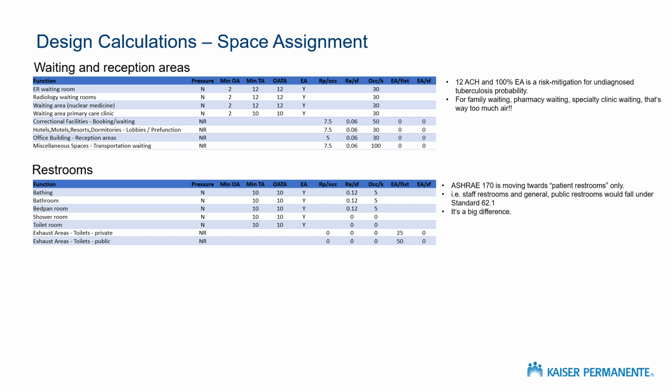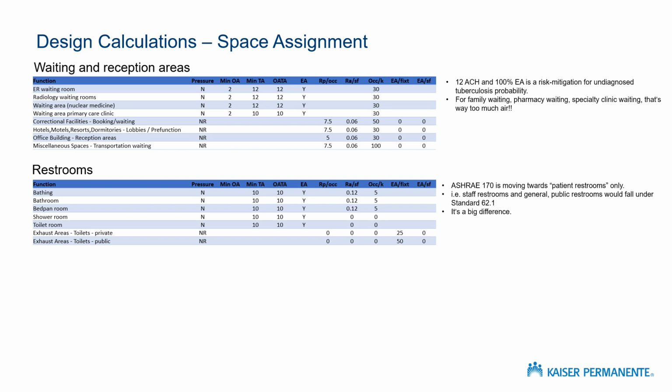Restrooms is a weird area. There's been some conversations in ASHRAE 170 where they say that, look, the restrooms that we have, this 10 air change per hour all the time restroom, and it's not necessarily all the time. You can turn it down in an occupied condition. But this 10 air change per hour restroom is a patient restroom. It's designated, supposed to be that patient restroom associated to a patient room. And then there's also bathrooms and bedpan rooms, shower rooms, but those are supposed to be, at least what I'm hearing, associated to patient rooms, which means that staff restrooms and general restrooms, public restrooms are more similar to or akin to Standard 62.